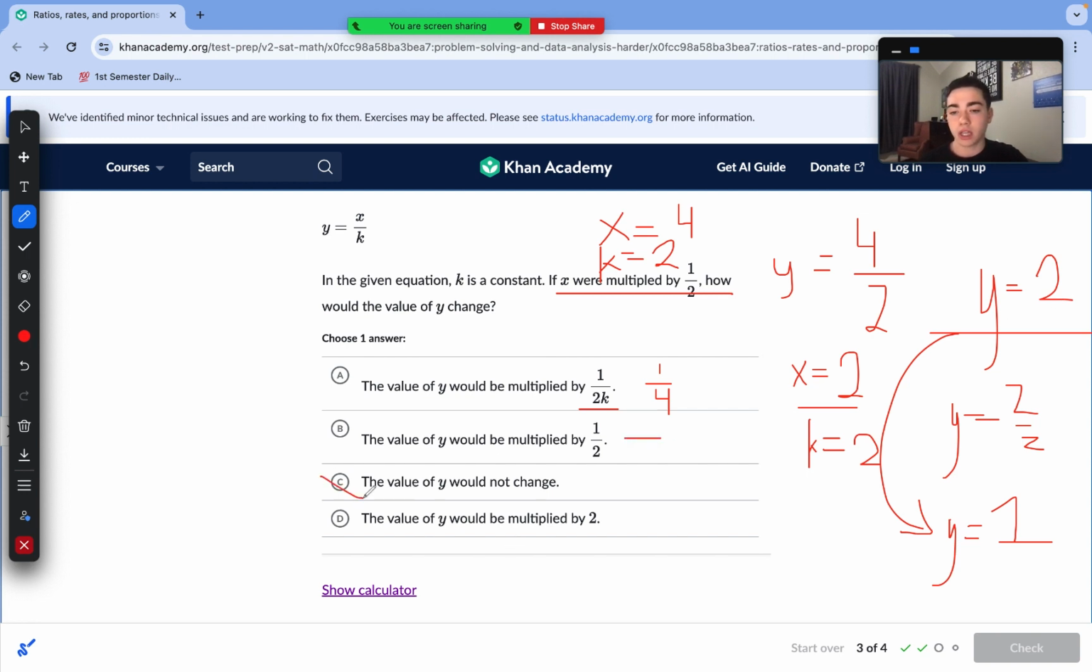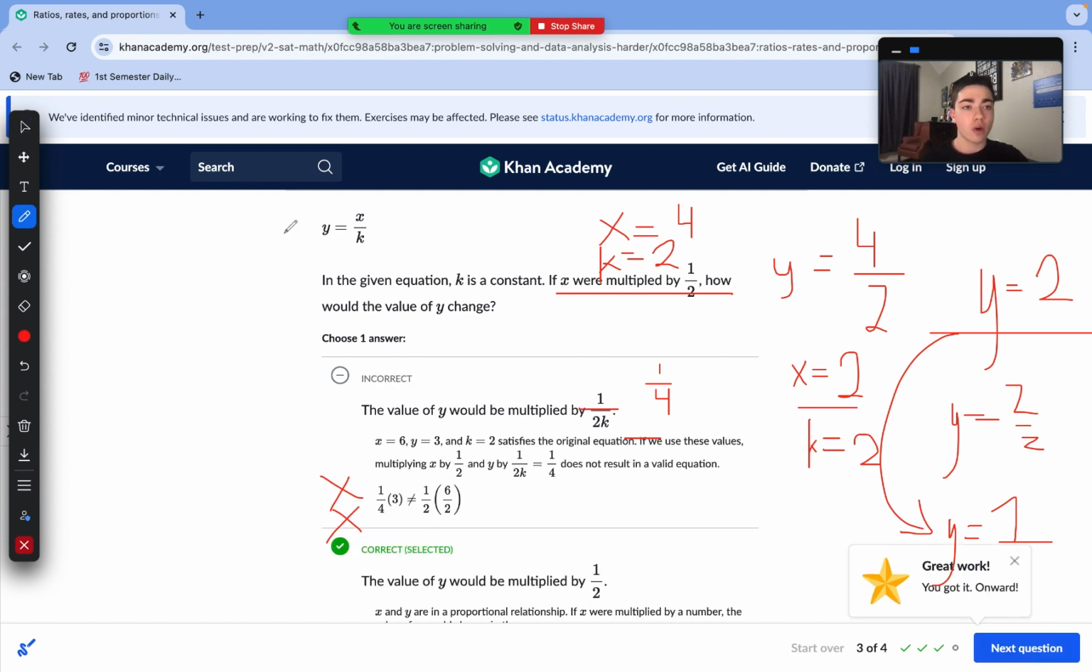The value of y would not change. The value of y would be multiplied by 2. We can see, given each of these answers, that the answer choice B is the correct one. So this question may look hard, but we need to remember, whenever we have variables, we can just replace them with real numbers that satisfy the equation, as we did here by setting one value equal to x, one value equal to k. Moving to our last question here.